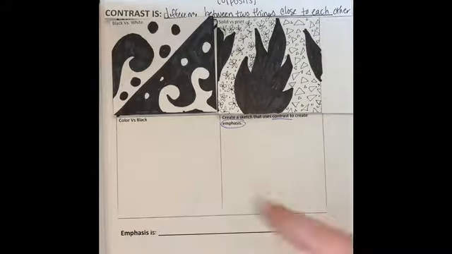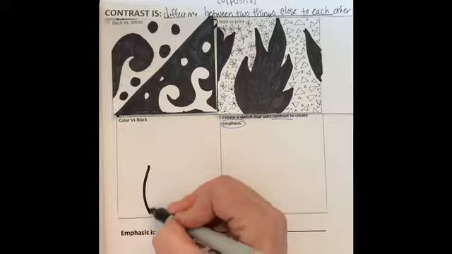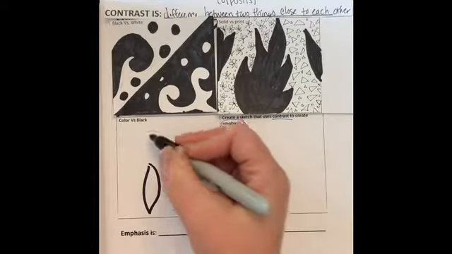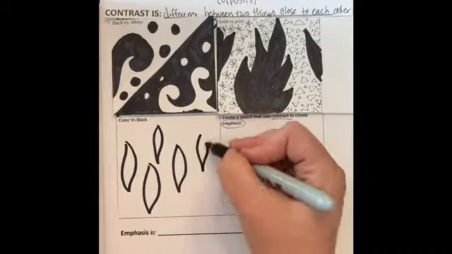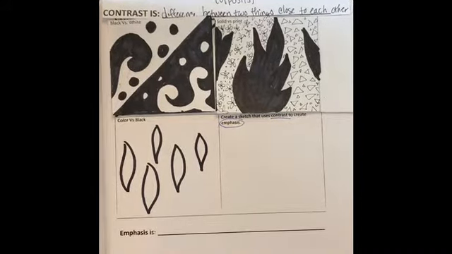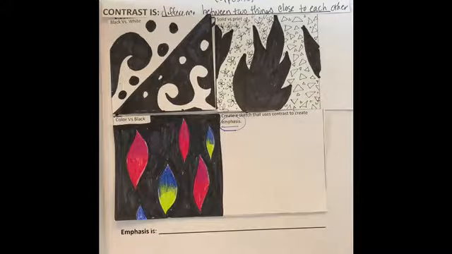The last one is color versus black. So pretty straightforward. I'm going to draw some shapes. I'm going to get my colored pencils, and now I just created emphasis by contrasting colors versus black.